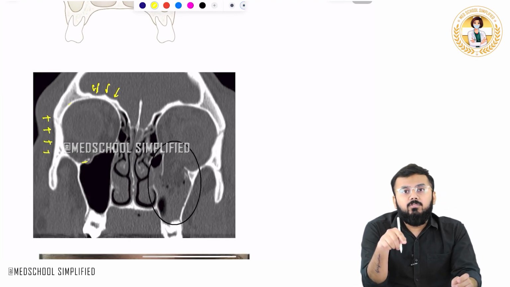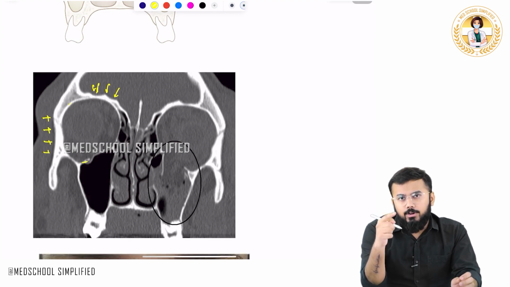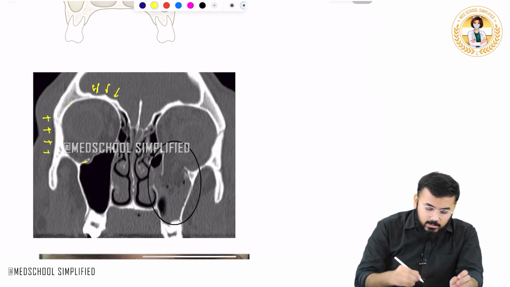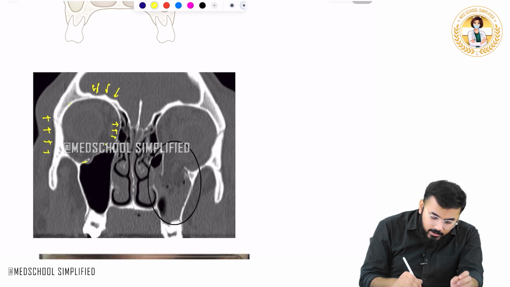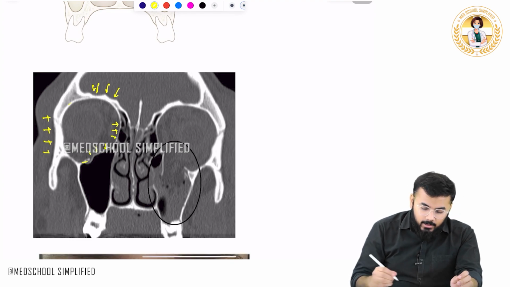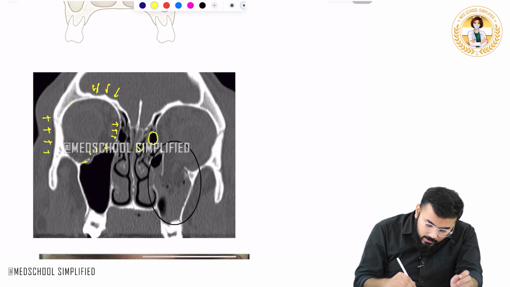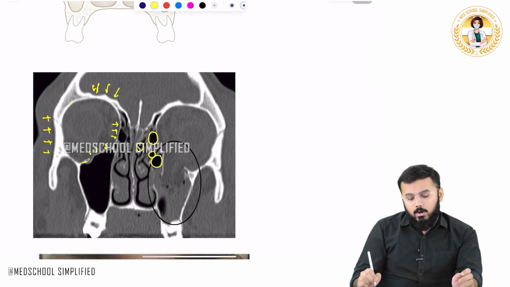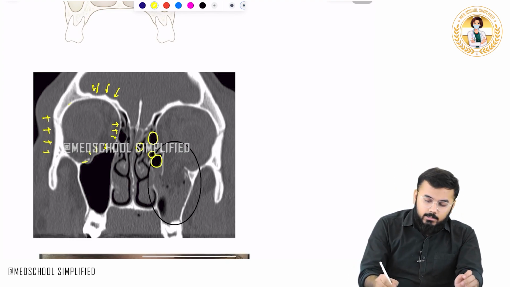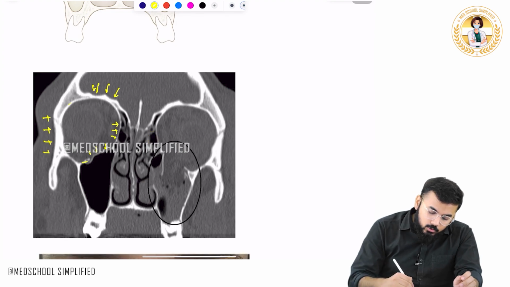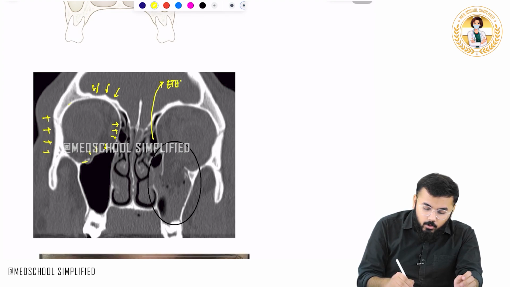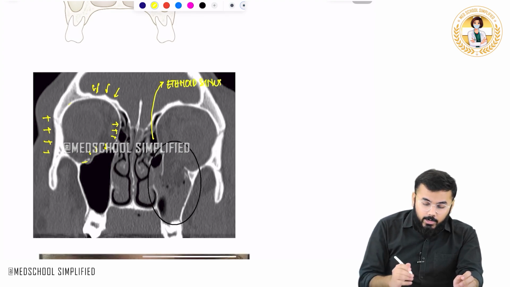But look at inferior and medial wall. As I already told you, inferior and medial wall are the thinnest parts. You see, medial wall is very thin, inferior wall is very thin. And you see these openings here, these openings are nothing but your ethmoid sinus. I am removing these openings, but whatever openings are there, these are nothing but your ethmoid sinus.